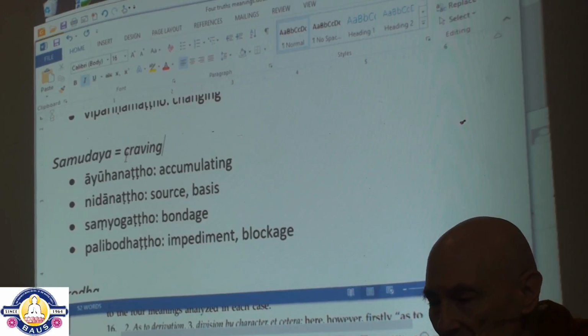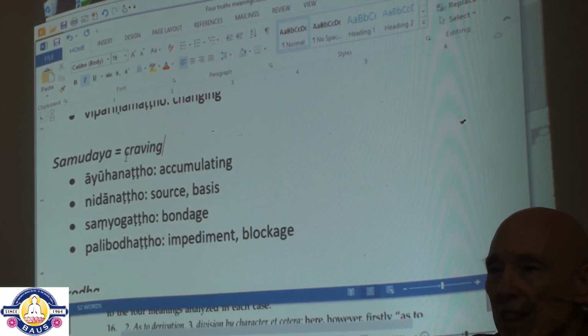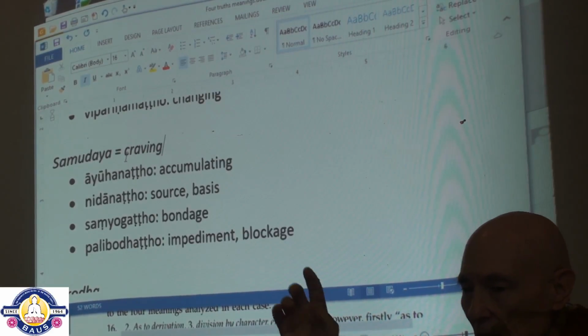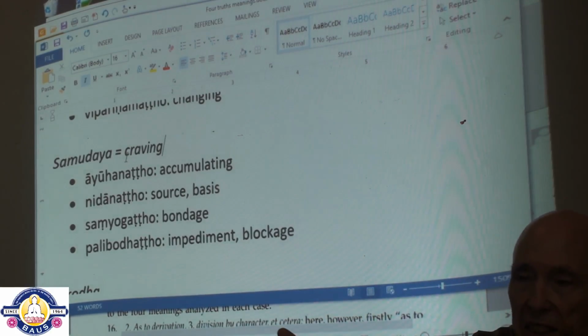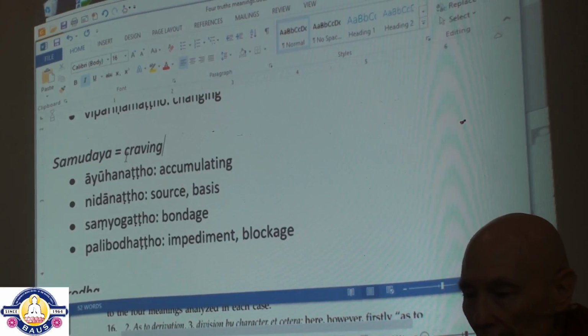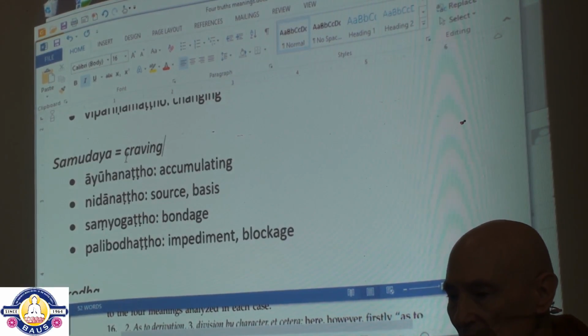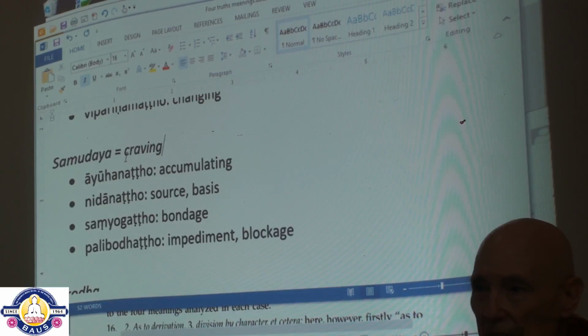Then another nuance of the origin is nidana. Nidana, we could say, has meanings such as source, basis, cause. So that's maybe the most explicit of the four. This is the one which most explicitly identifies craving as the cause of dukkha, the cause of suffering. Then the third and the fourth seem to be quite closely related. One is sangyoga, and here it's translated as bondage.